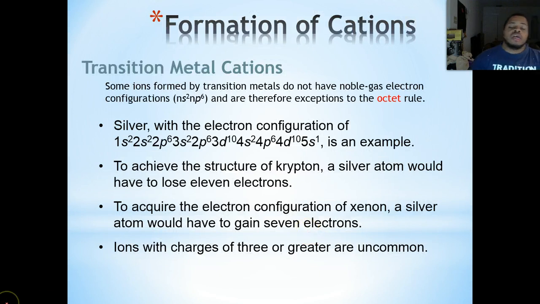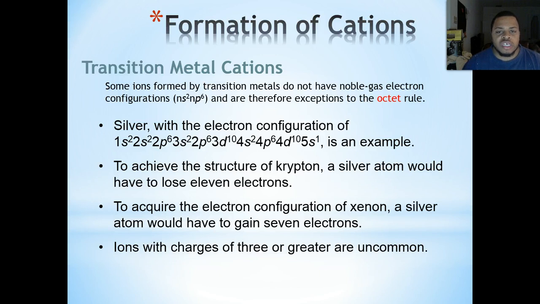Now, the other situation that we run into when we form cations is dealing with transition metals. Now, as we know, transition metals are a little different. They don't behave the same way as others do. And so, in order to get what we call a full octet, they're actually going to make their own little bit of a rule. We'll use the example here.